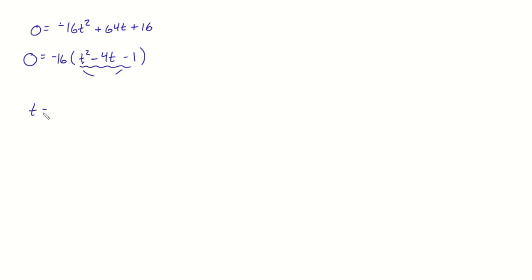So t is equal to, what's negative b for this one? 4, because negative opposite, plus or minus the square root of, what's 4 squared? 16 minus 4 times a times c, all over 2a, which is just 2. Okay, we're going to clean it up a little bit. This is 4 plus or minus, what does my discriminant wind up being?